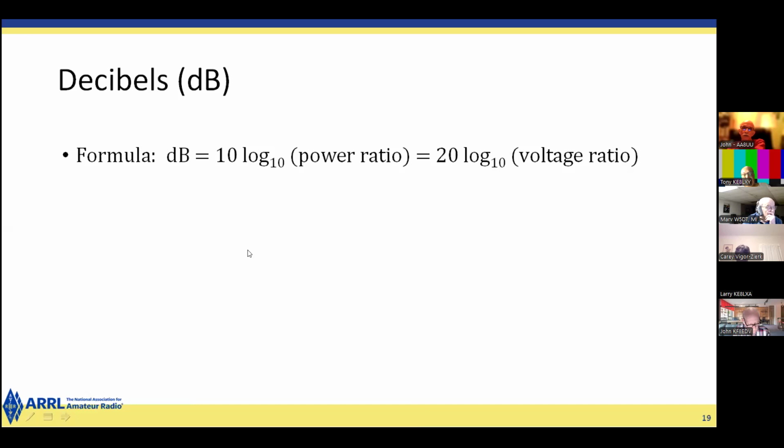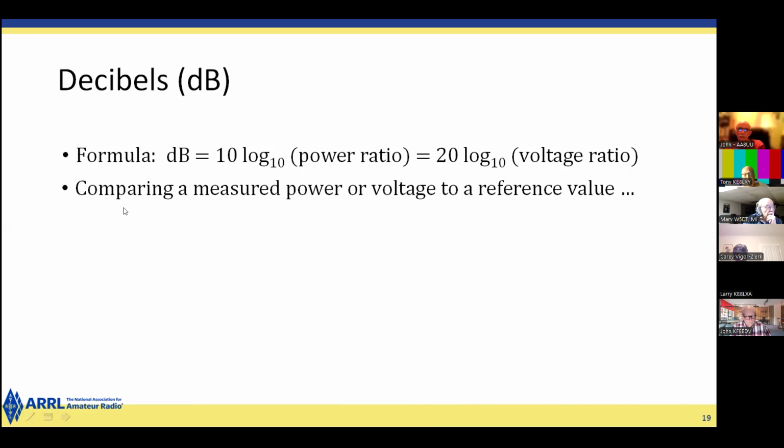But moving right along, we have the good old dB. Did you guys cover this in your tech class? It's basically 10 times the base 10 log of the power ratio, or 20 times the base 10 log of the voltage ratio. It's comparing a measured power or voltage to a reference value. That's the thing about dB, it's a ratio.